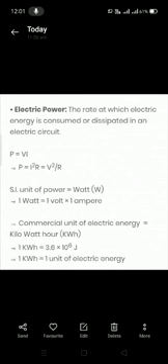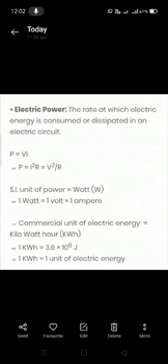Last topic is electric power. The rate at which electrical energy is consumed or dissipated in an electric circuit is called electric power. Formula is P equals V into I. On substituting the Ohm's law formula, V equals I into R, the equation changes as I square R. Or in place of I we can substitute V by R, and the equation changes as V square by R.